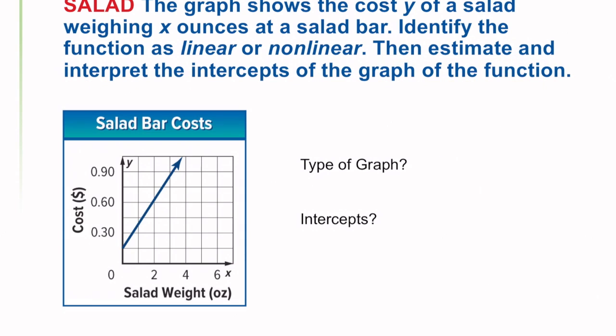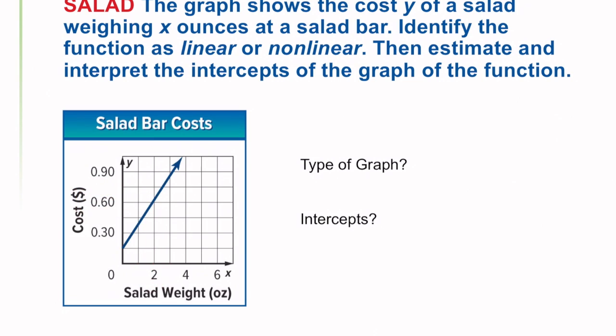So the graph is talking about the salad bar cost. On the y-axis, you have the cost. So 30 cents, 60 cents, 90 cents. On the x-axis, you have the salad weight. So it's all the way from 0 ounces to 6 ounces. And you see the graph is going up. So that's the graph that we're gonna be telling whether it's linear or nonlinear. But let's start with an example. Let's say we have a salad that has a weight of 2 ounces. That means that the cost is 60 cents.